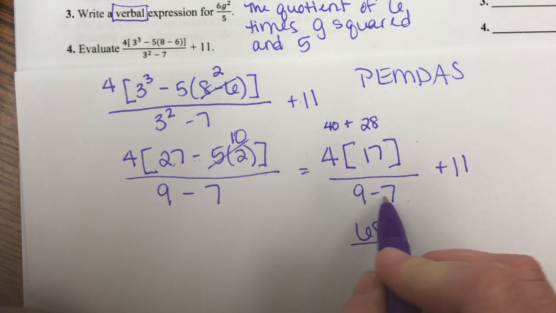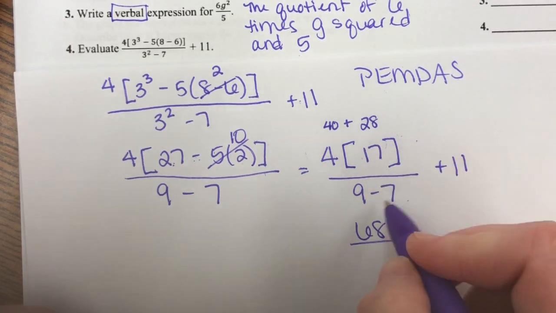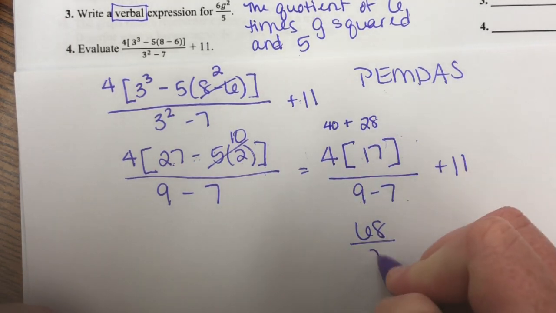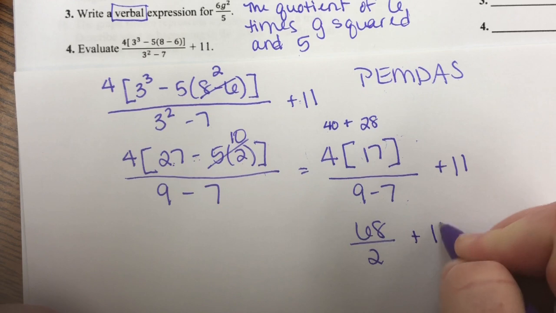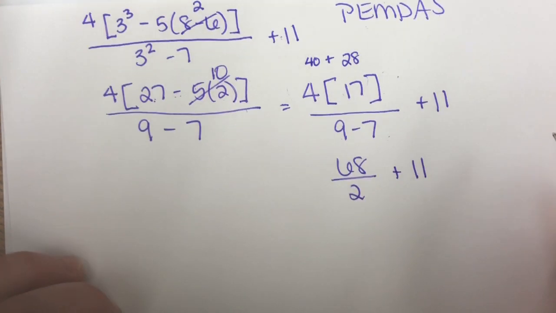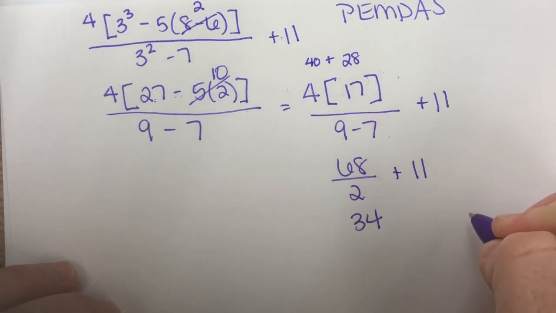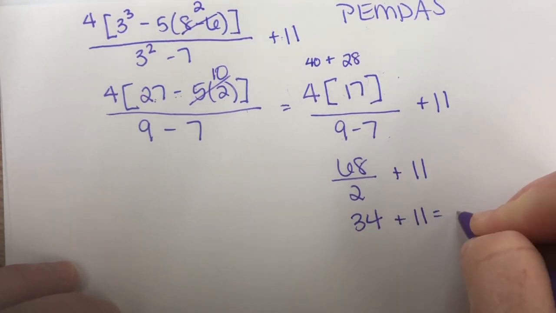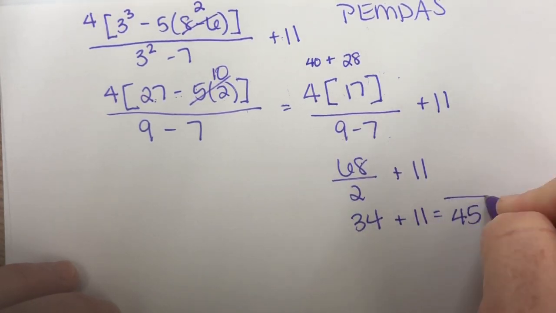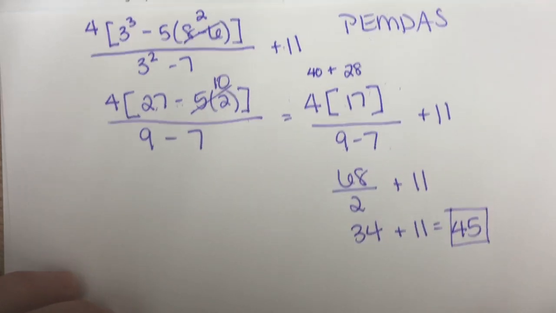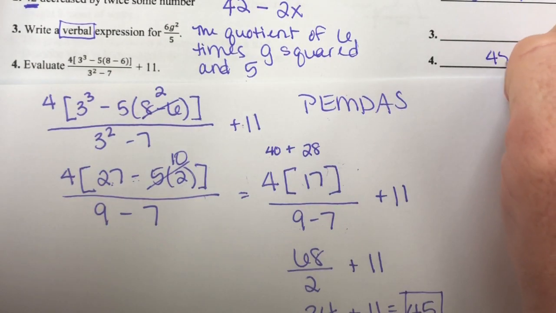On the bottom, just because they're not affecting each other yet, I can go ahead and simplify. 9 minus 7 is 2. And then I still have this plus 11 out to the side. So then lastly, 68 divided by 2 is 34. And 34 plus 11 is 45. So our answer here is 45 for number 4.